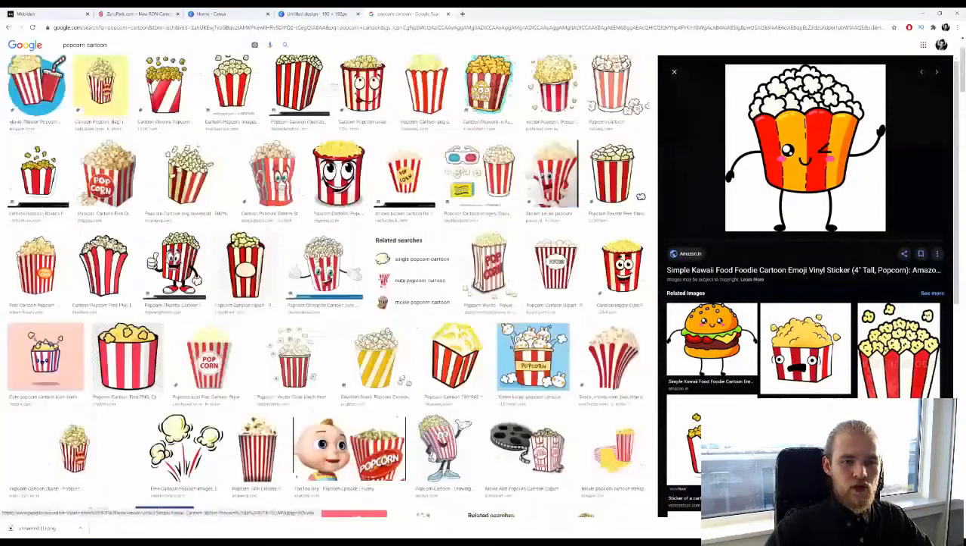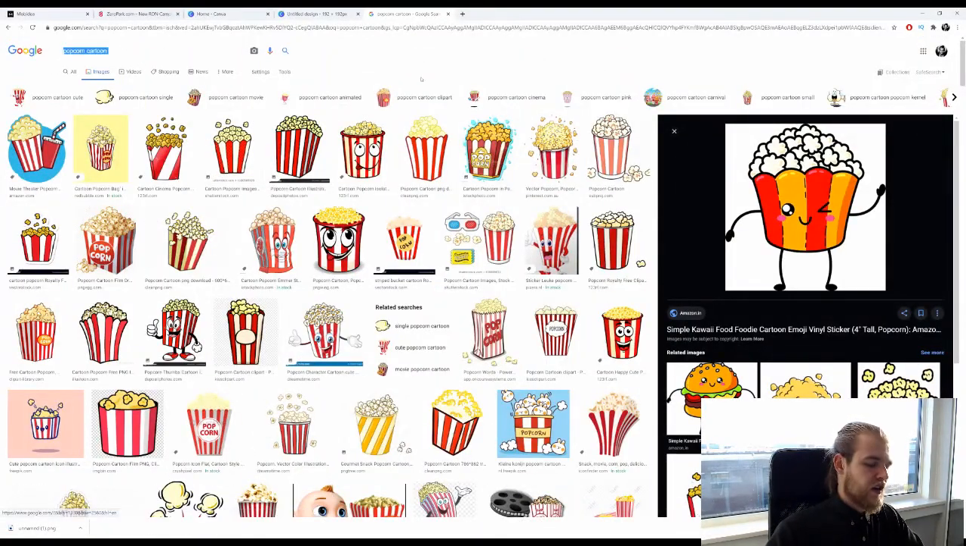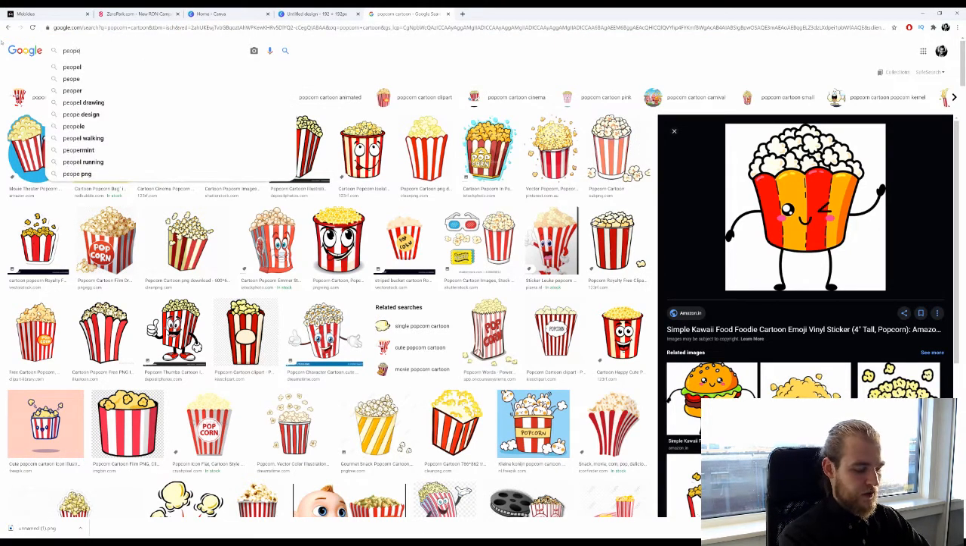But you can also go more towards the real life kind of thing. So people, why does my keyboard not work? There we go. People in movie theater.